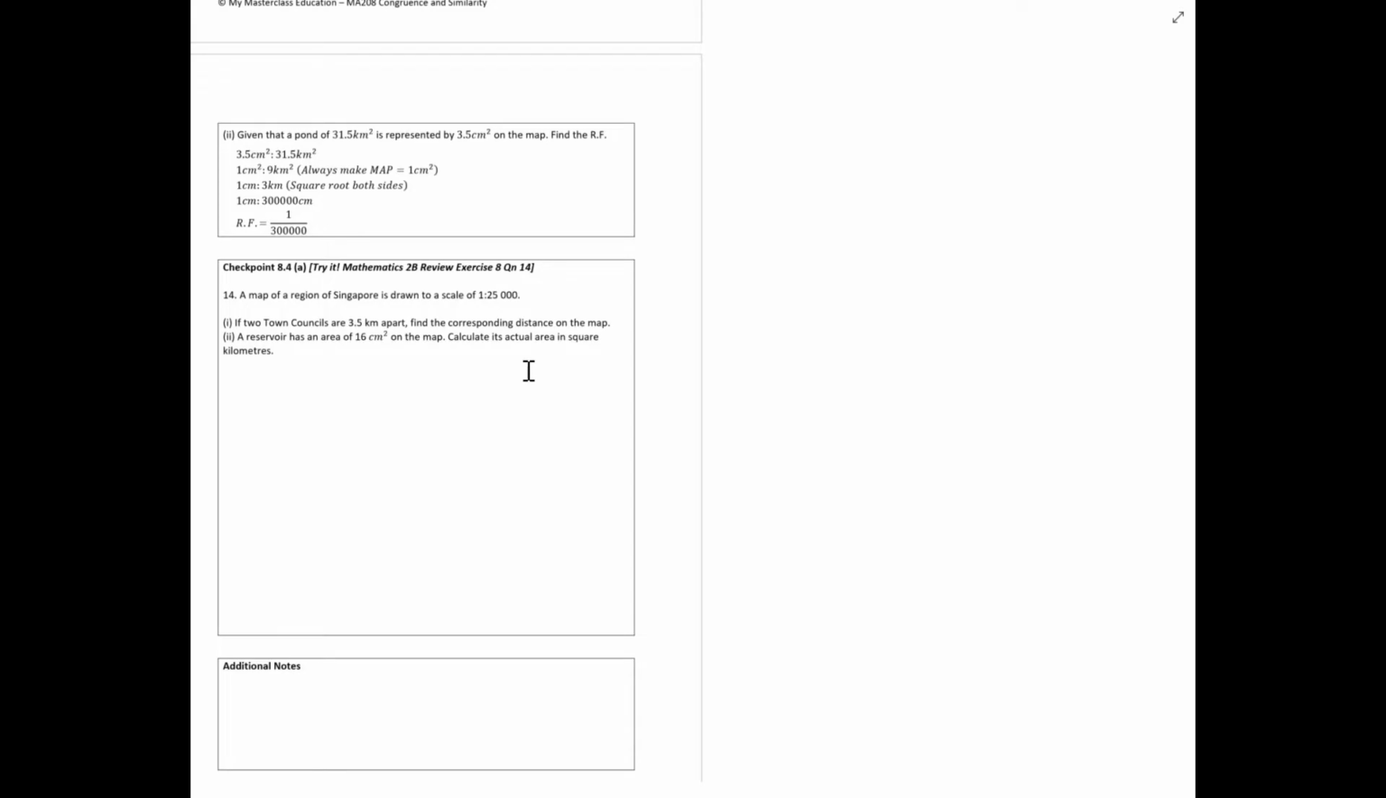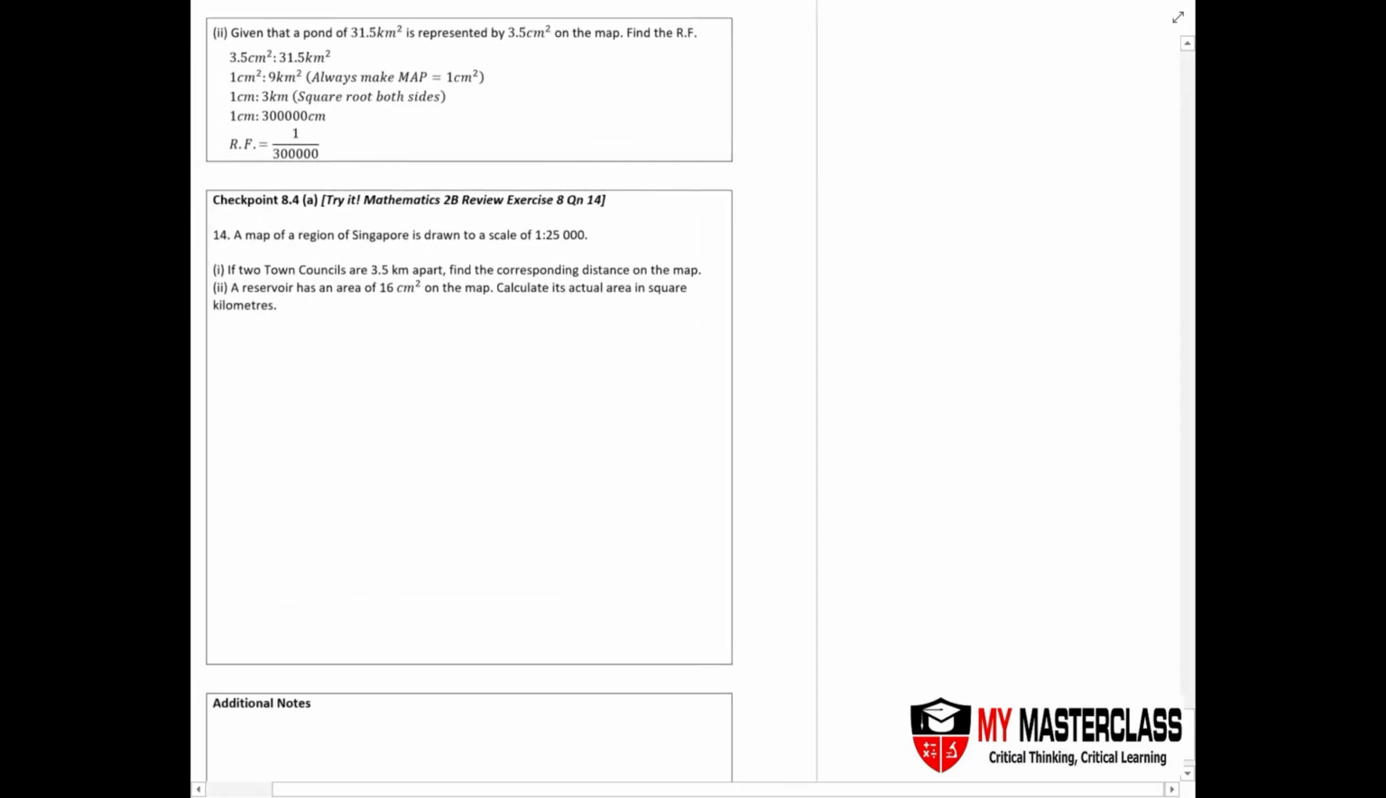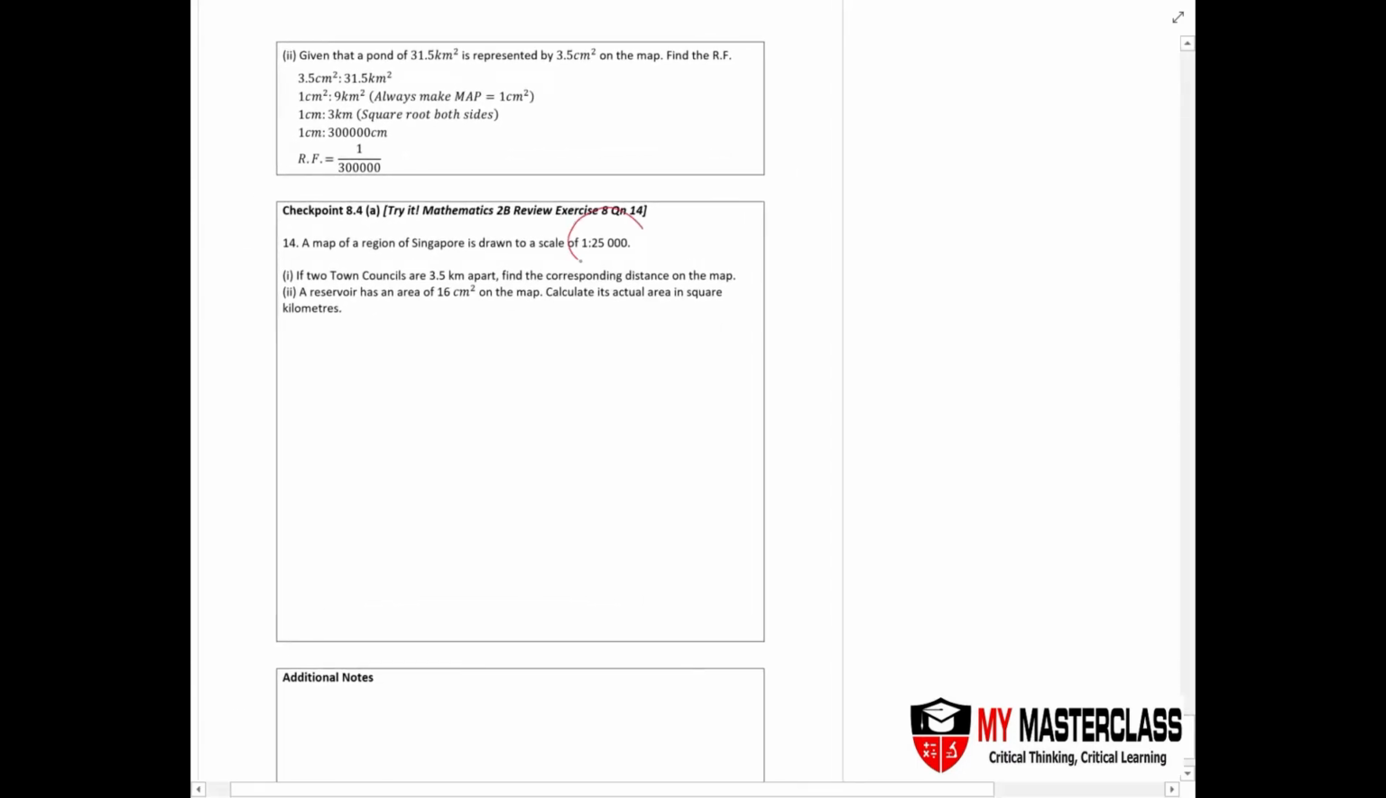Now, in this chapter of congruence and similarity, let's take a look at checkpoint 8.4 part A. Okay, now this is on map, all right? So let's take a look at this scale. Now, always remember scales are in cm to cm. So you have 1:25,000. Convert this 1 cm into kilometers first.